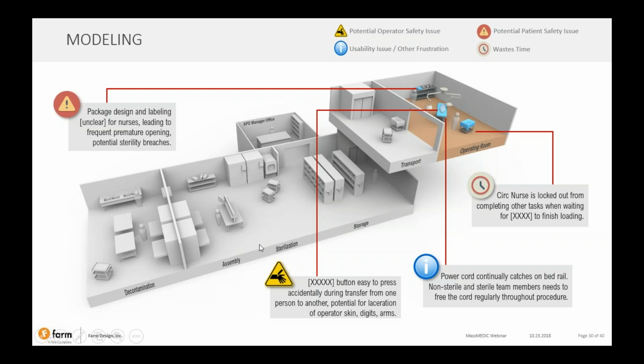So you could say, if you didn't have this image, this yellow triangle down here, you could say, well, this button is easy to press accidentally, but then what does that mean? Well, what it means, according to this icon, is that there's a potential safety issue for the operator. And that's kind of a great way to really combine visual information and nuanced content in a way that's easily digestible to your audience.